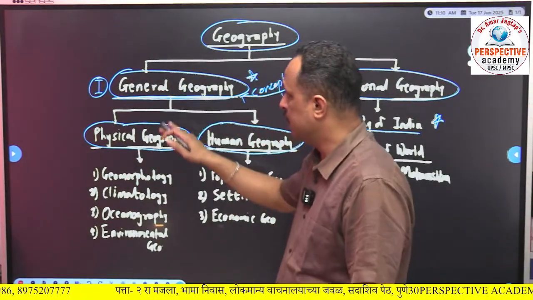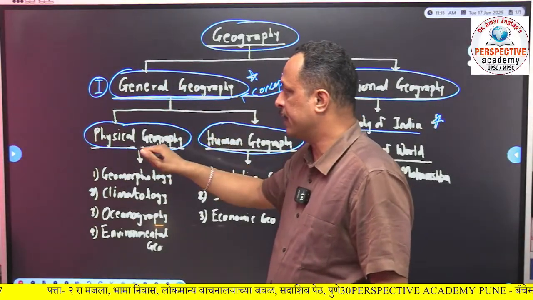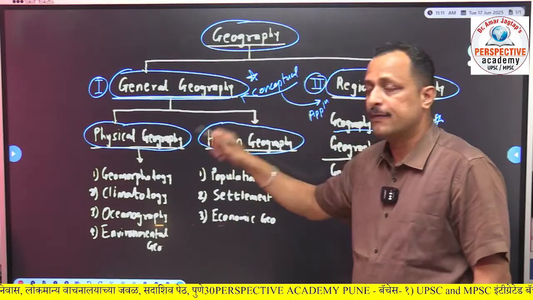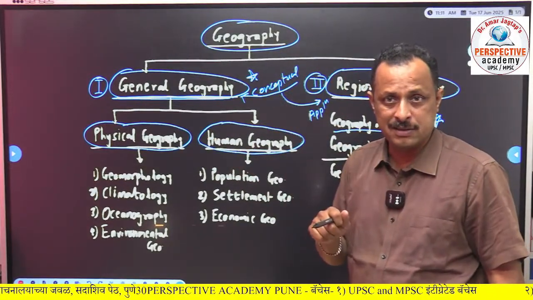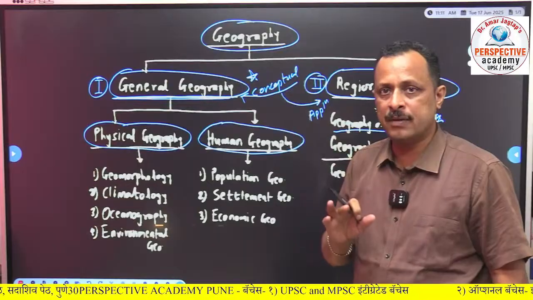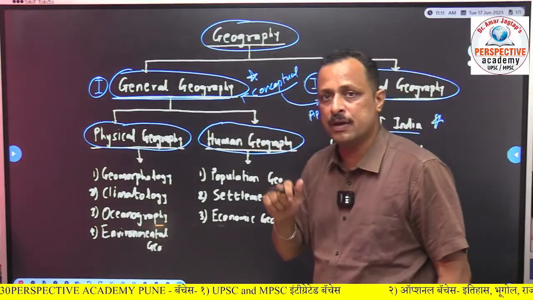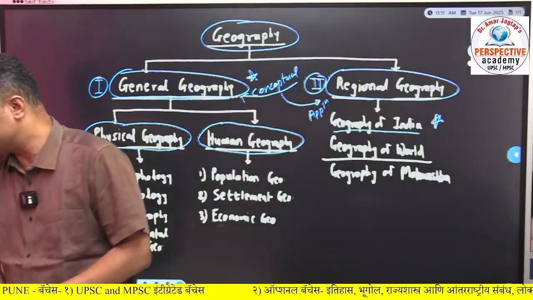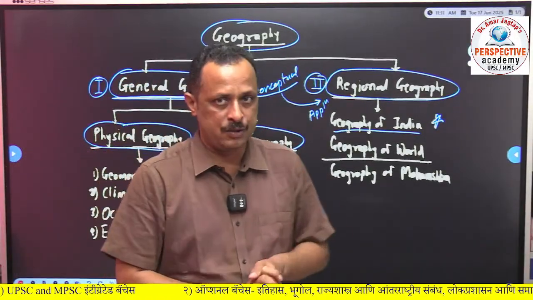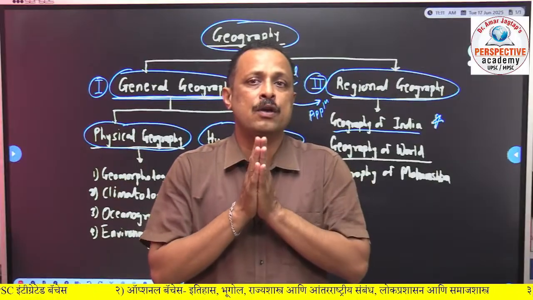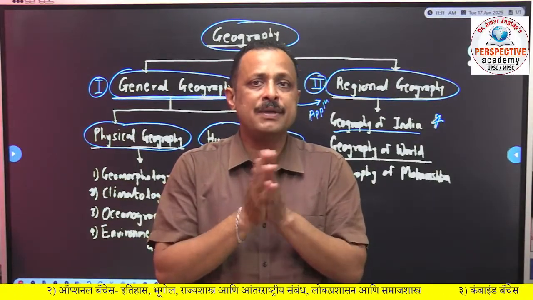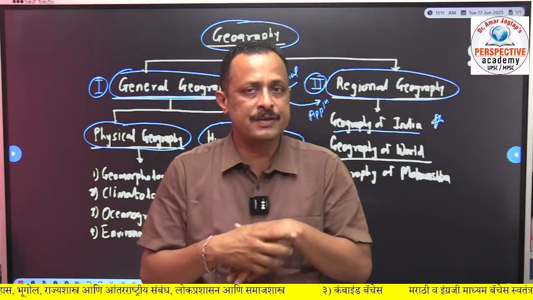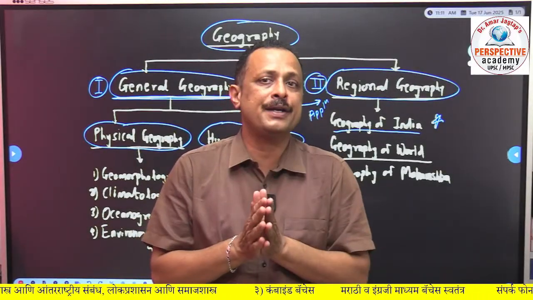Okay, now in this general geography we have these two components, physical geography and human geography. Physical geography is the purely scientific part and human geography is the purely social science part. Try to understand, geography is such a subject which has a semi-scientific nature. In our school as well as in our graduation exams, geography is considered a humanity subject.